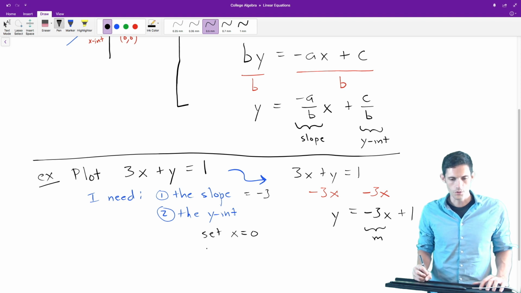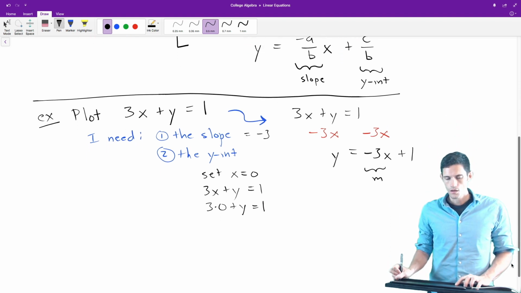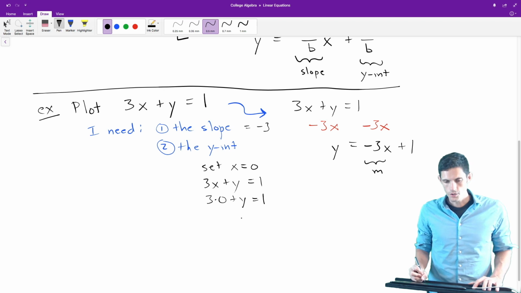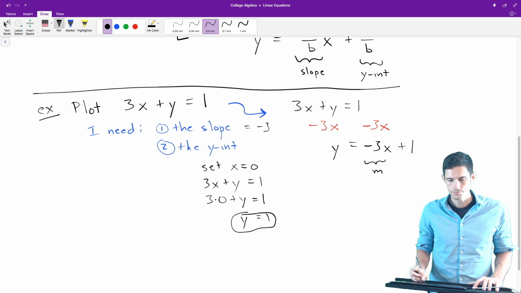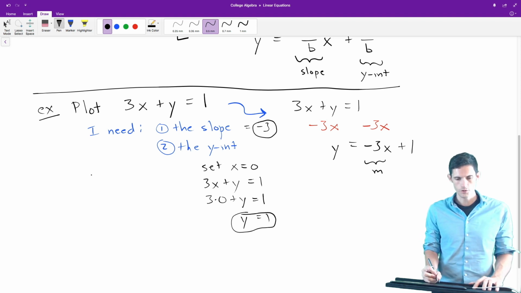So let's just start again with the original information we have, which is 3x plus y equals 1. And then I'm going to set x equal to 0, so I have 3 times 0 plus y equals 1. And 3 times 0 is 0, so I just get y equals 1. So that's my y-intercept. And now I've got the slope, and I've got the y-intercept, so I should be able to draw this line.